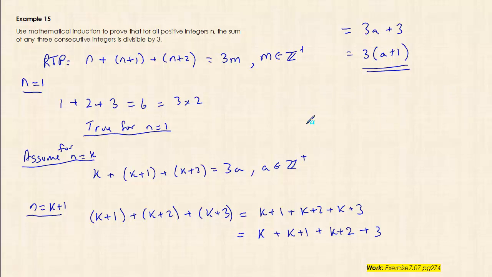So all we need now is our concluding statement by the principle of mathematical induction, and so on. And we're now in a position to do this exercise 7.07 on page 274.